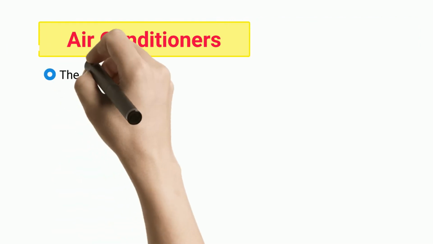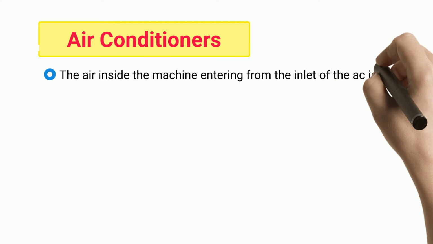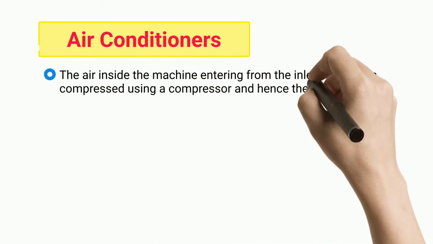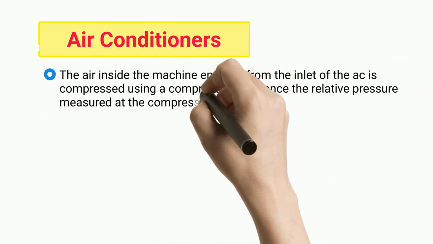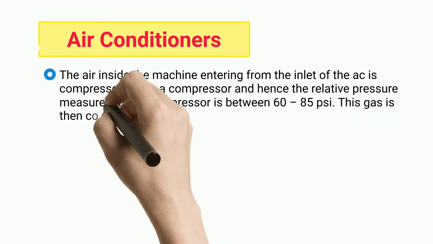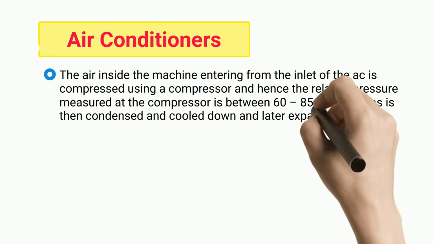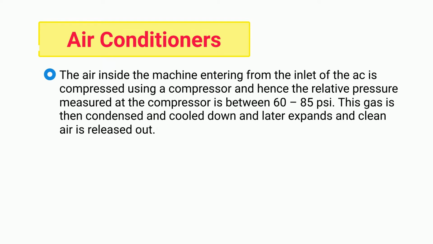Air conditioners. The air entering from the inlet of the AC is compressed using a compressor, and hence the relative pressure measured at the compressor is between 60 to 85 psi. This gas is then condensed and cooled down and later expands, and clean air is released out.